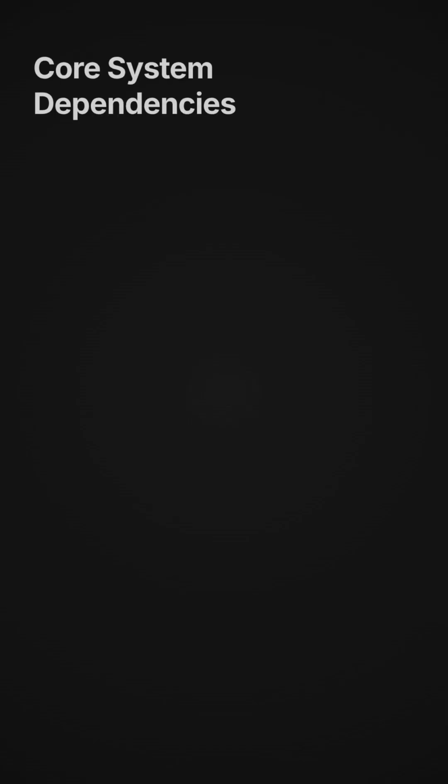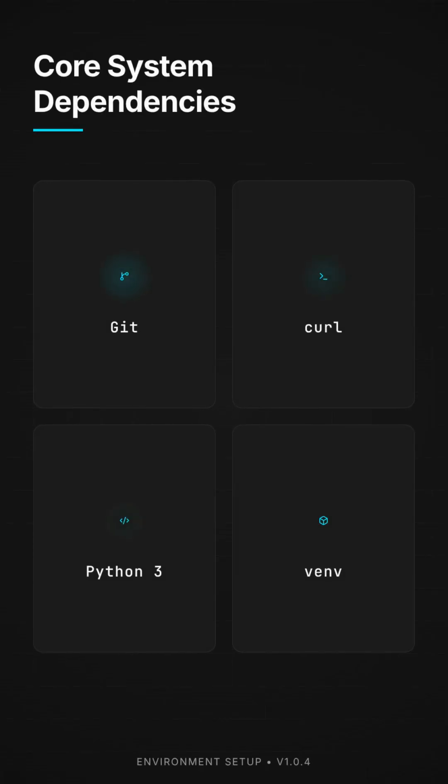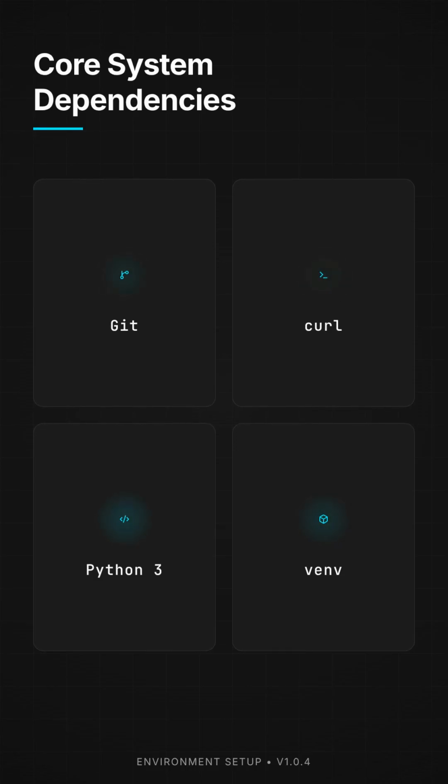Hermes relies on a few core system tools: Git for code, curl for downloads, and Python for execution. We'll install these now so the installation process itself is entirely predictable and error-free. Git manages our code, curl handles web communication, Python runs the runtime, and Venv keeps our environment isolated. These are the tools that allow Hermes to function as a modern software application.